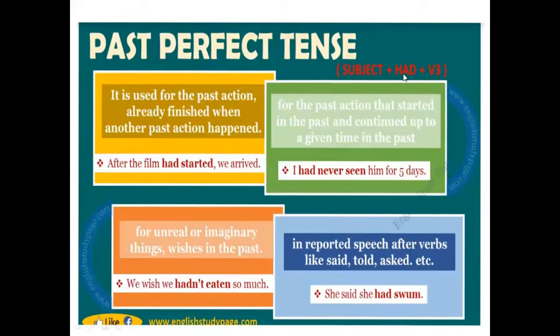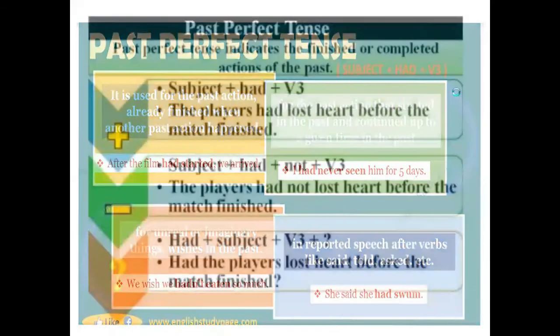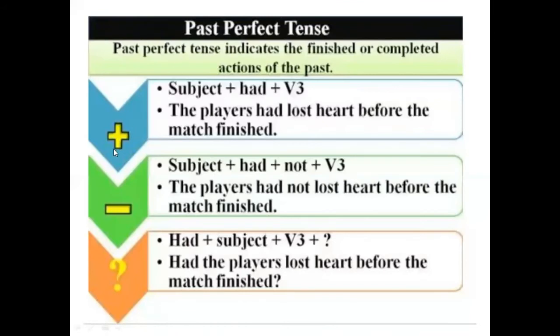Hopefully you got it. Now we have the structure of past perfect tense. Very first we want to explain again the definition of past perfect. Past perfect tense indicates the finished or completed actions of the past. So very first we talk about the affirmative sentences. The structure of an affirmative sentence is subject, had, third form of the verb, then object.